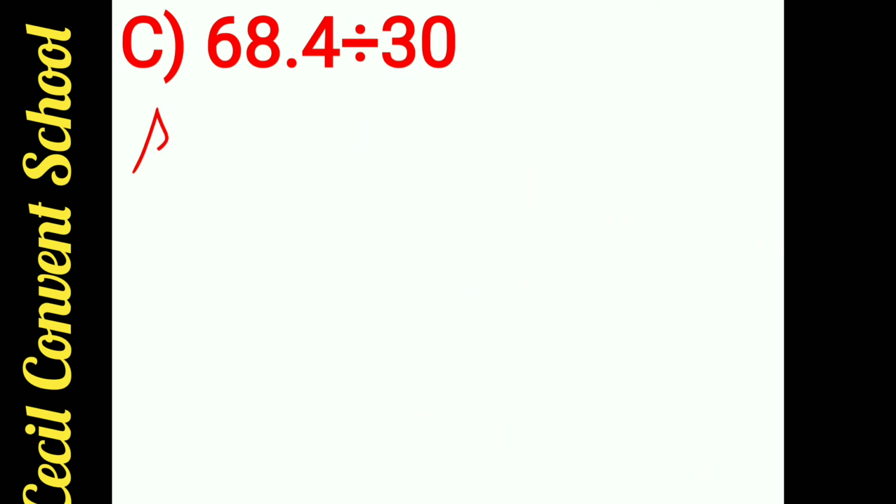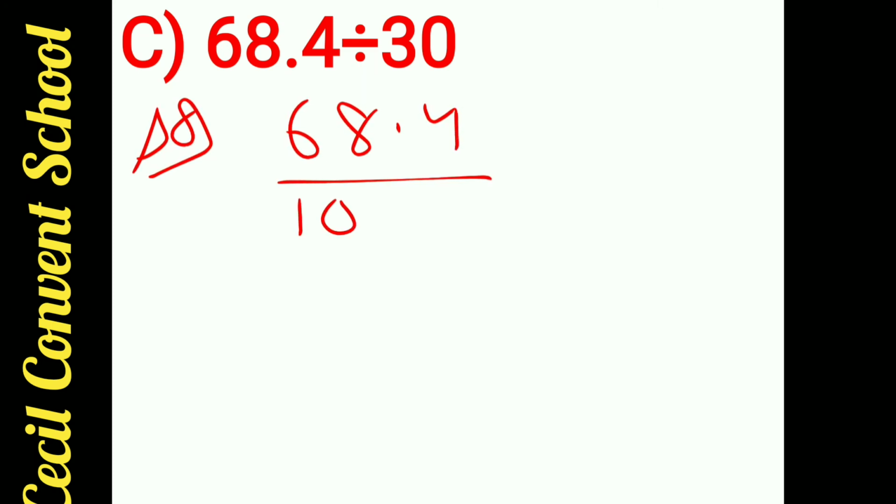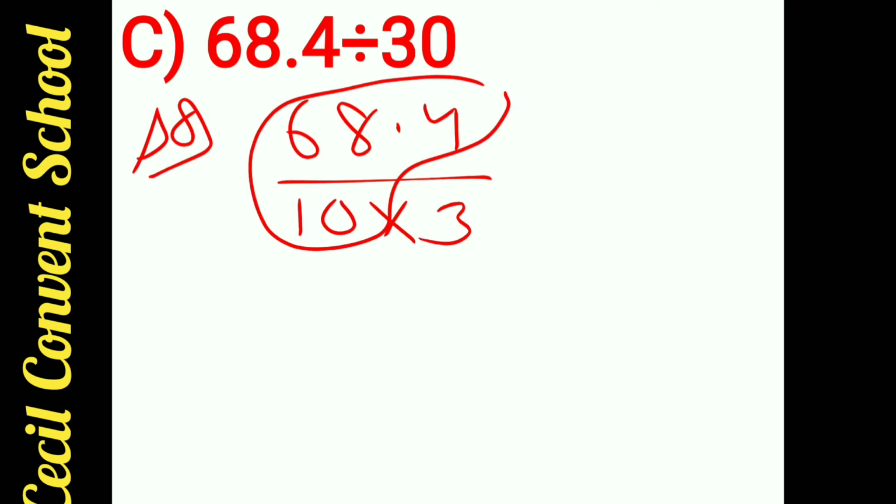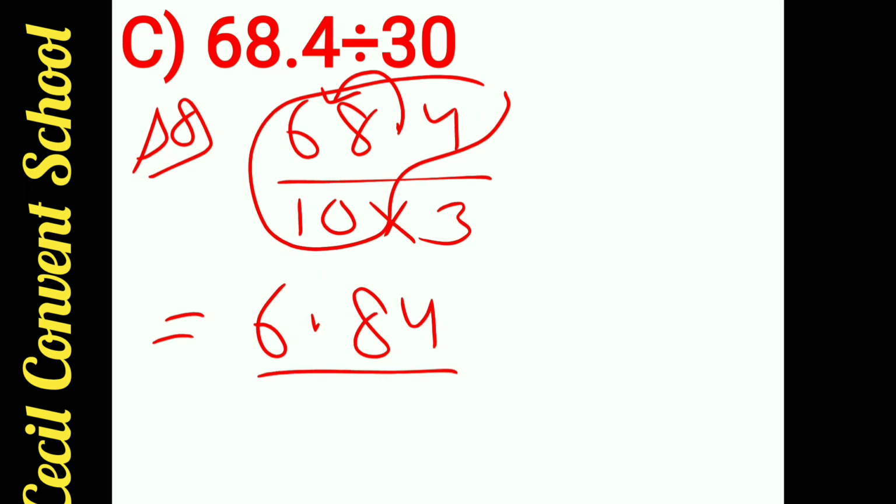Now we do C part. Solution: 68.4 divided by 30. So 30 will be written as 10 times 3, means you have to divide this number by 10, and you know when you divide this, decimal will shift one place over here. So answer will be 6.84, and what is left? 3. Clear? Now you have to divide 6.84 by 3.